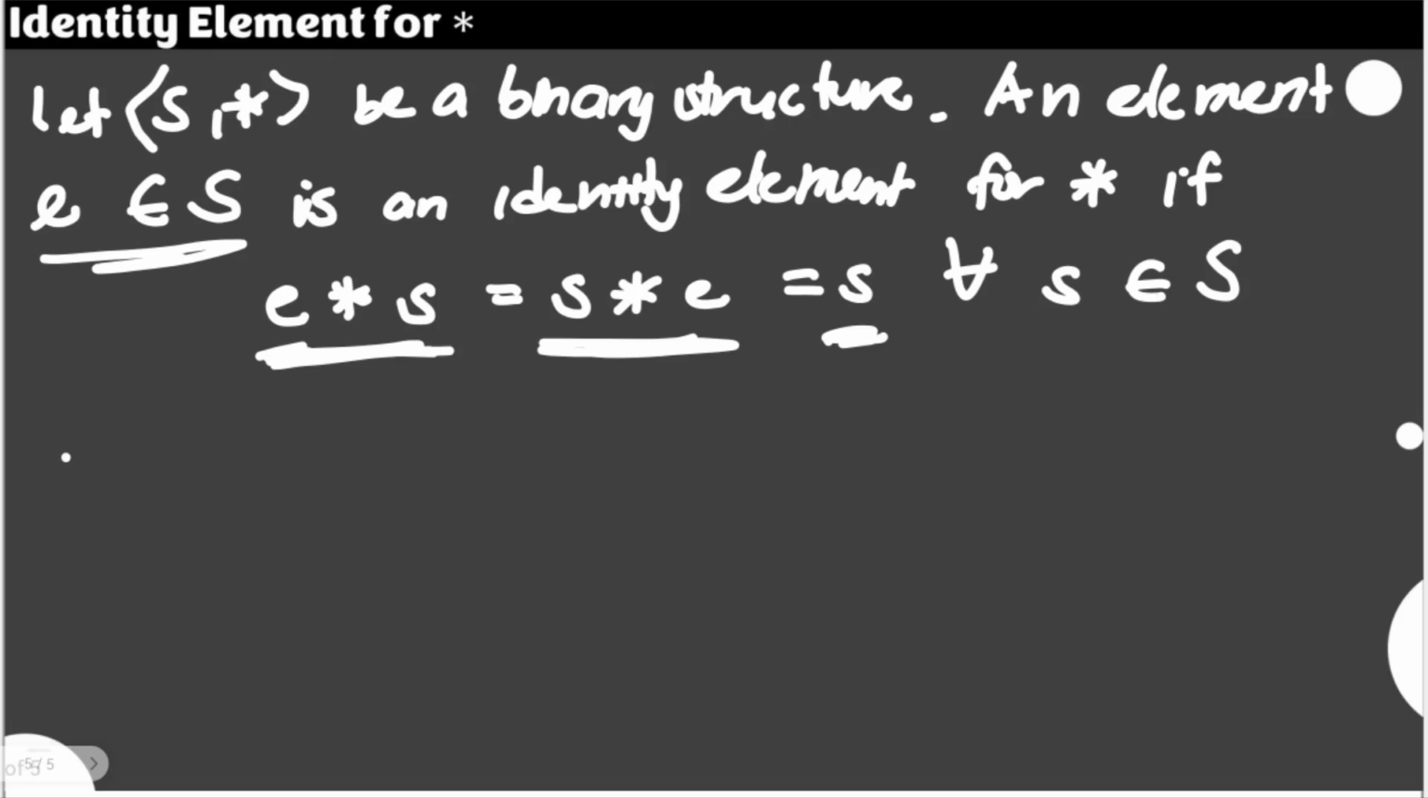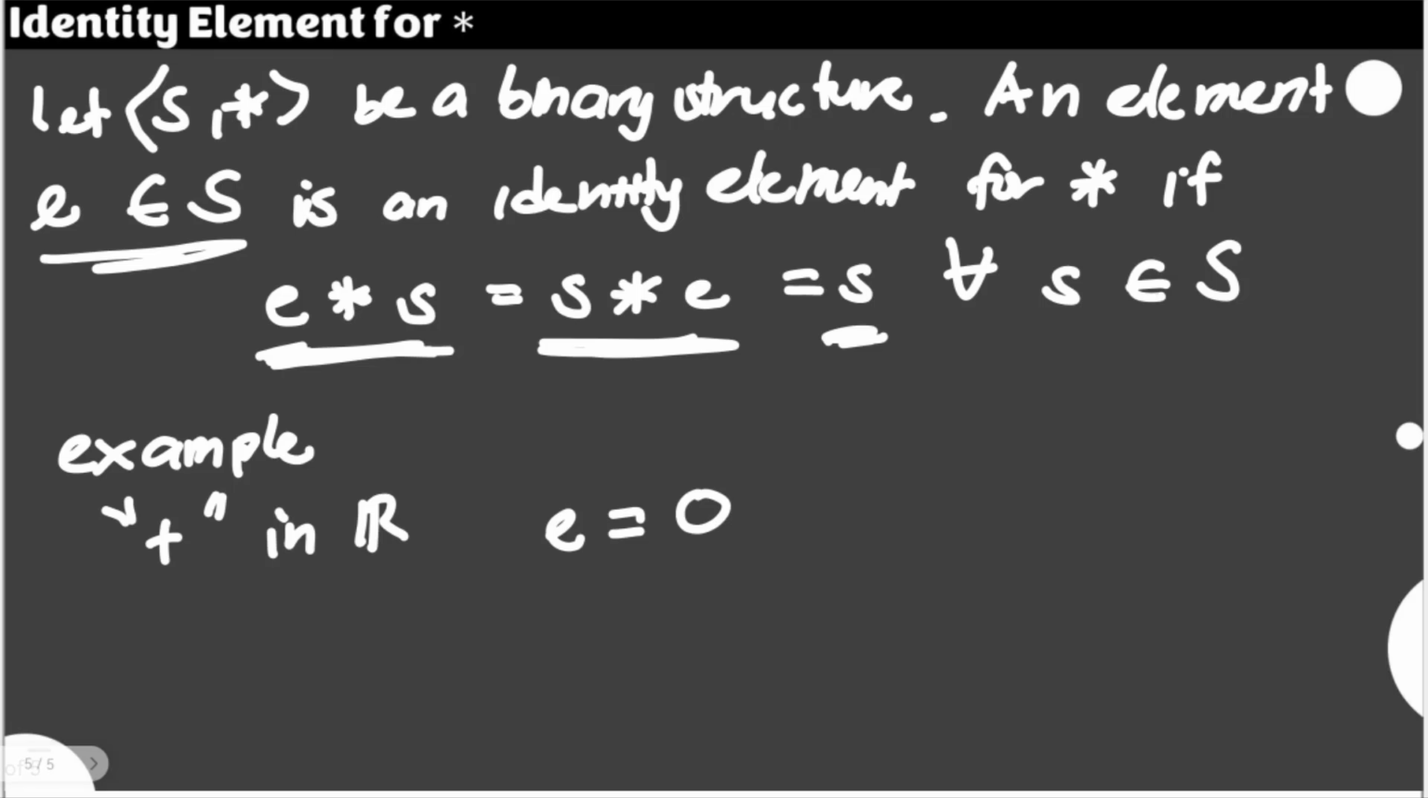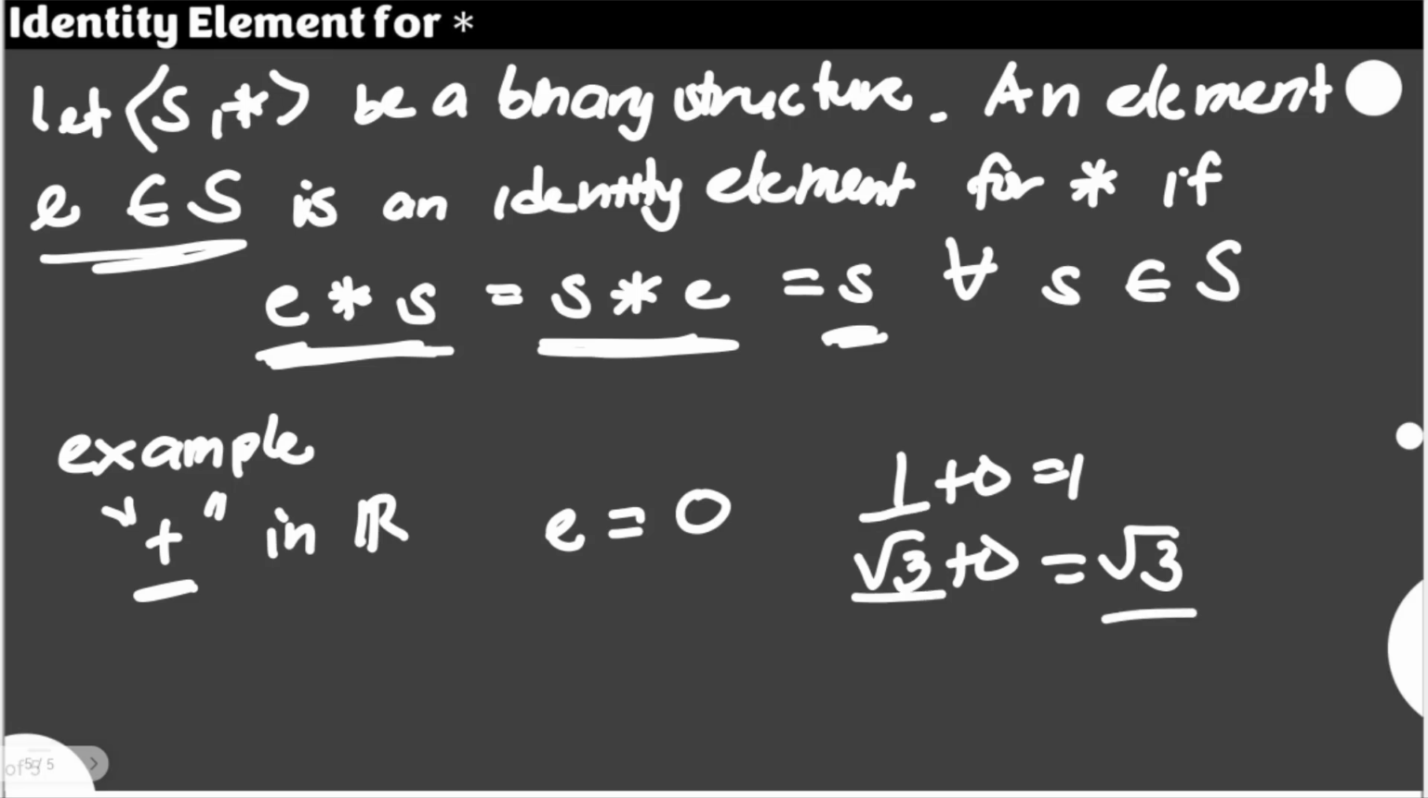As mentioned earlier, a common example for this is the element 1. Okay, let's start with the usual addition. In the usual addition, in the set of real numbers, the identity element is 0, because whatever real number you pick and add to 0, it will just be the value itself. So for example, 1 plus 0 is just 1, square root of 3 plus 0 is just square root of 3, so it just retains its value.